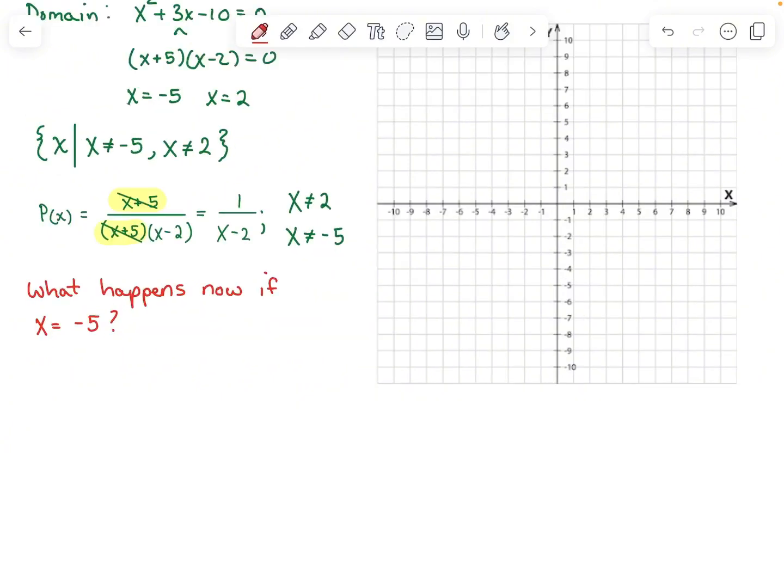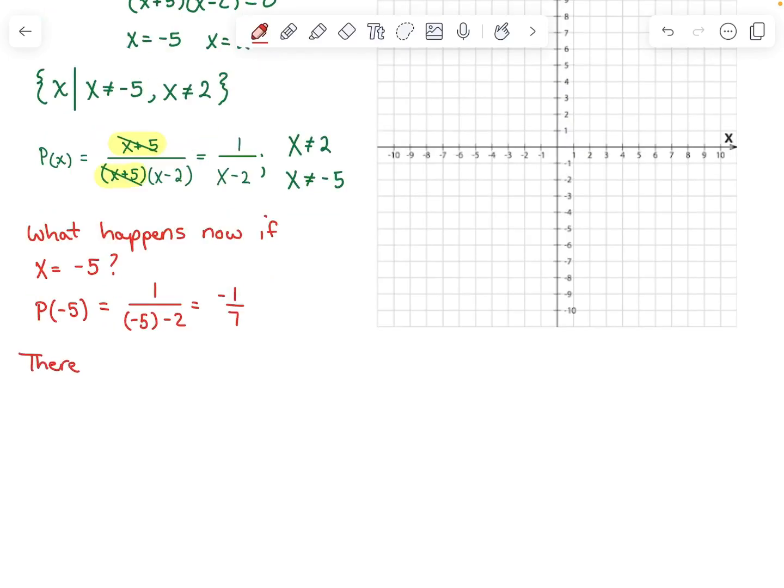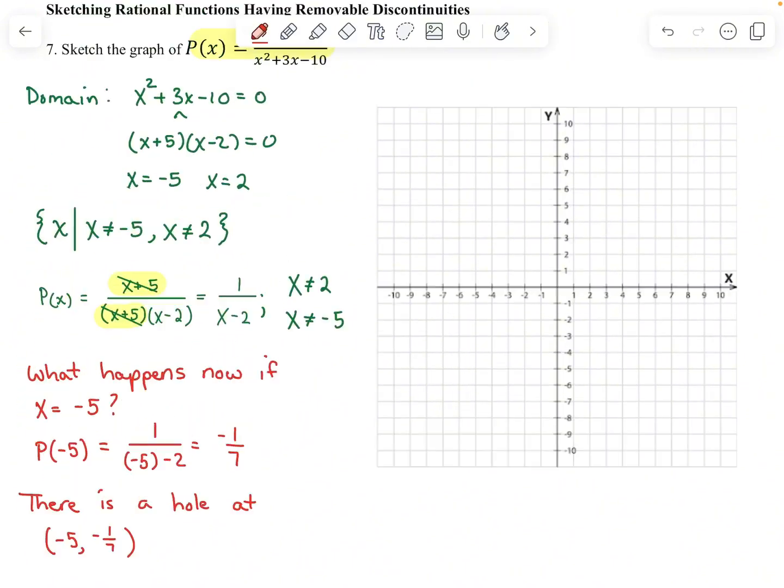Since we removed the factor x + 5 from p of x, the question is what happens now if x is equal to -5? Well, if I substitute -5 in for x, this will equal 1 divided by (-5 - 2), which is -1/7. So there is a hole in the graph at (-5, -1/7). So I'm going to go to the grid to the right and place a hole at (-5, -1/7). That hole will be right about there.